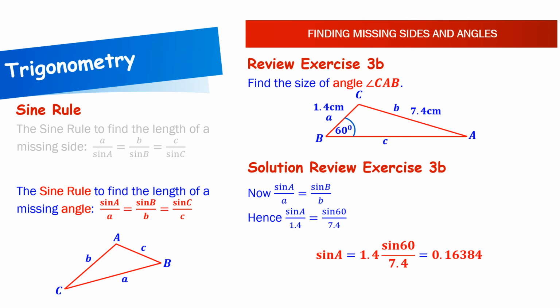And if we calculate this on our calculator, it should give us 0.16384. And finally, if we inverse sine, we obtain that angle CAB equals 9.4 degrees.